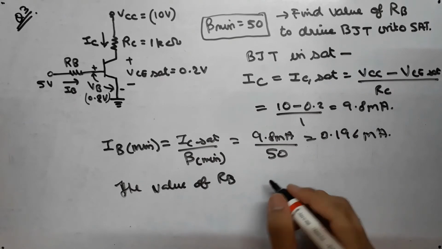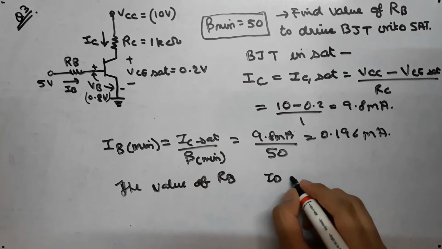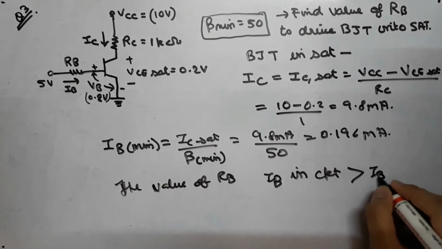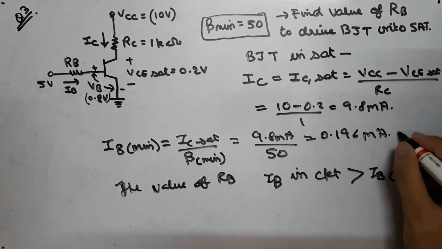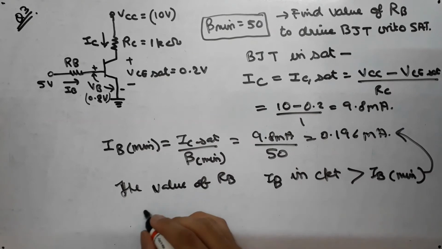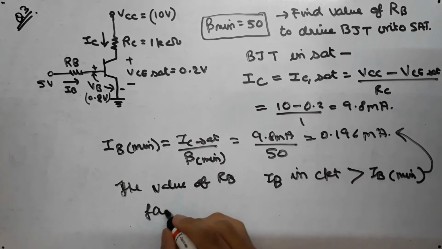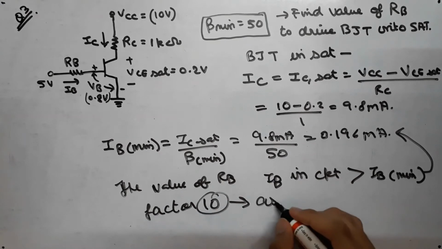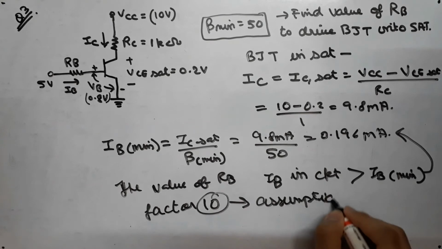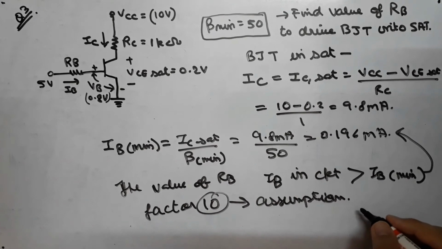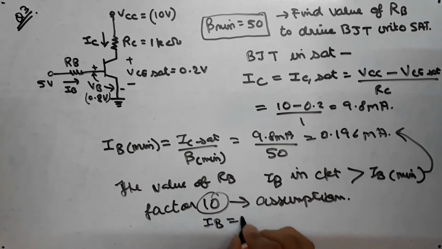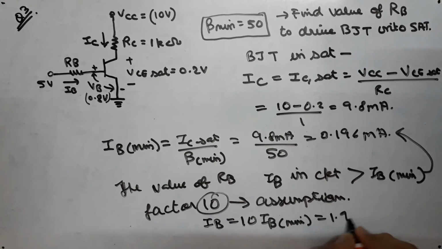Now the value of RB should be so chosen that the IB in the circuit should be greater than the IB minimum that we have just found out, by a factor of, say, 10. This is an assumption that we are making in order to solve the question. Thus the base current can be calculated as IB is equal to 10 into IB minimum, that is 1.96 milliampere.